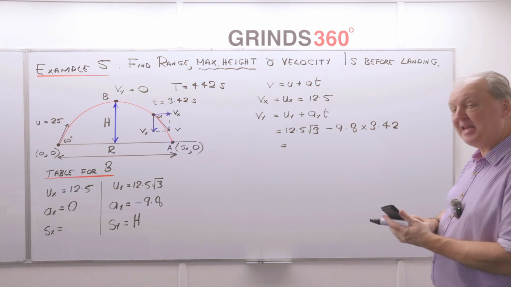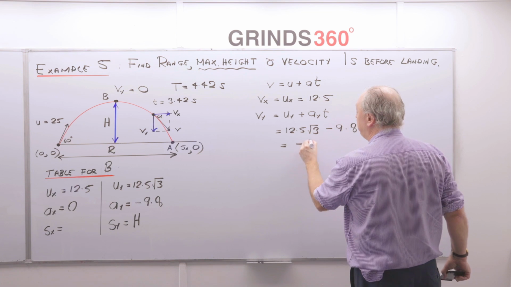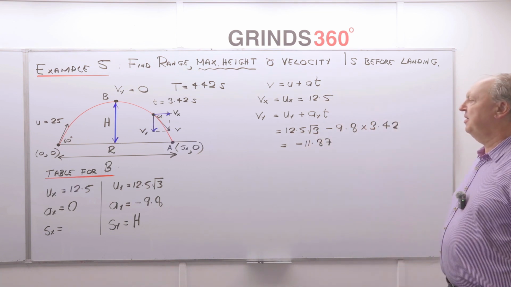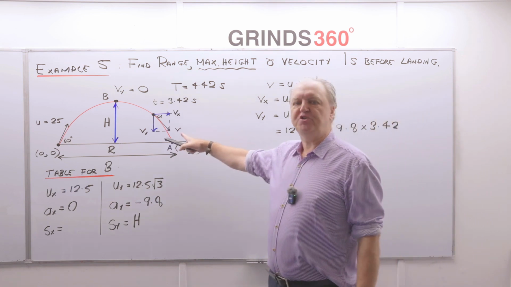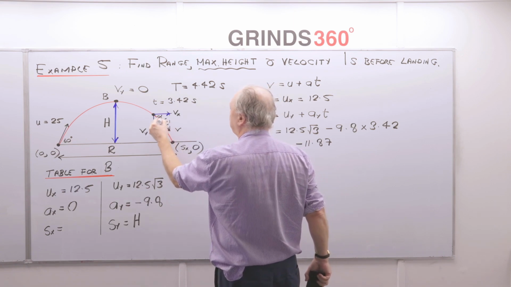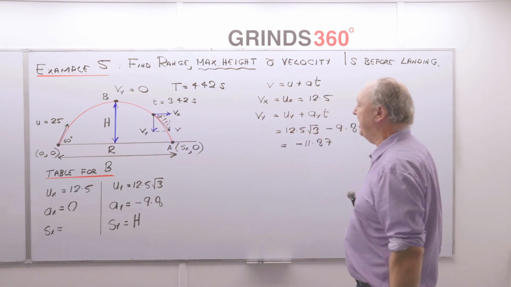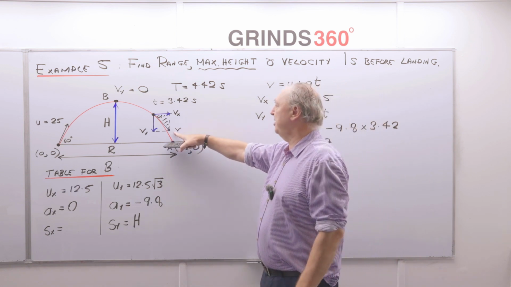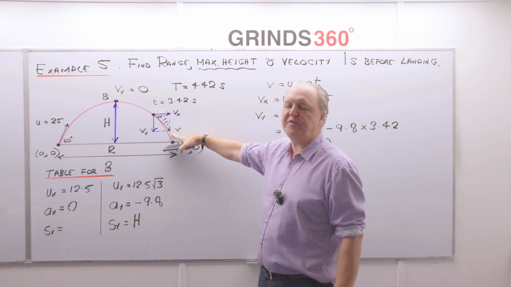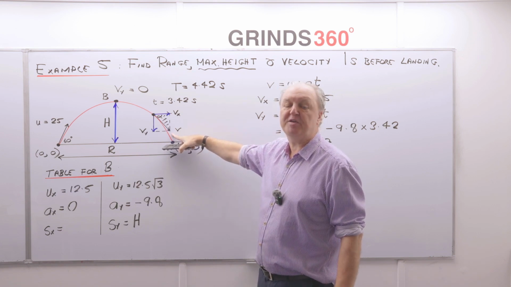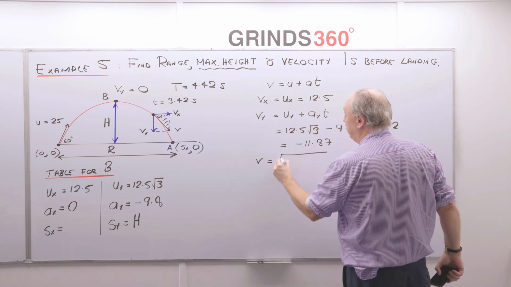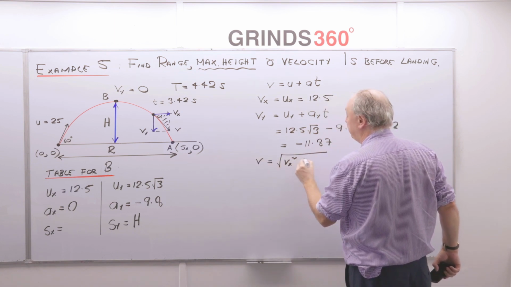And I get, say, minus 11.87. The minus means it's pointing down, minus 11.87 meters per second. So now you're looking for v, the magnitude of v. So I'm going to combine those two using Pythagoras. If I shade in that little right angle triangle there, I can say that v squared is equal to vx squared. If that left-hand side is vy, that right-hand side is also vy. So v squared equals vx squared plus vy squared. And therefore v is the square root of vx squared plus vy squared.